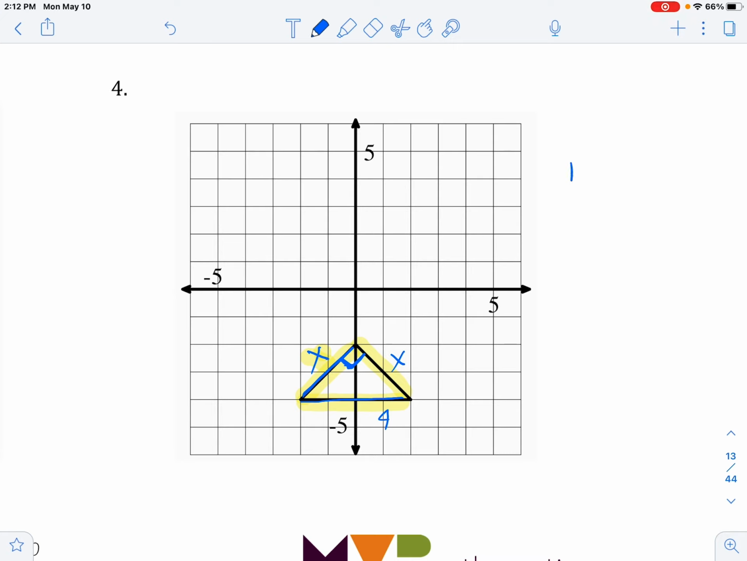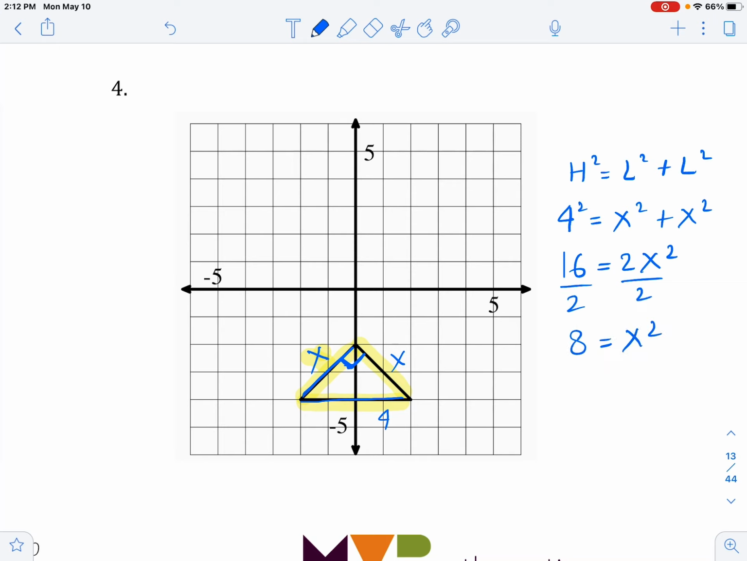So my formula is hypotenuse square is leg square plus leg square. Whatever is given, I just plug it in here. Hypotenuse is 4 units. One leg is x square, other leg is x square, and 4 square, so that's 16. And there it is, 2x square. I divide both sides by 2. I get 8 equal to x square, and then I take the square root of both sides.